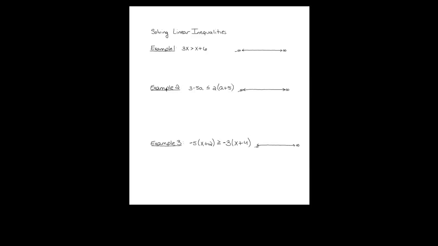If you ever multiply or divide both sides of an inequality by a negative number, you have to reverse or switch the inequality sign. That means if you have a less than symbol, you have to replace it with a greater than symbol, and vice versa. If you have a less than or equal to symbol, you have to replace it with a greater than or equal to symbol, and vice versa. That's what we mean by reversing the inequality sign.